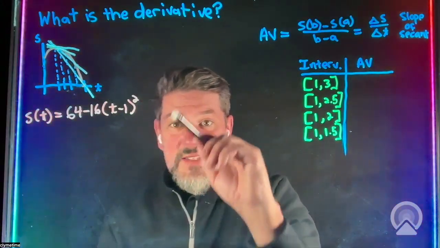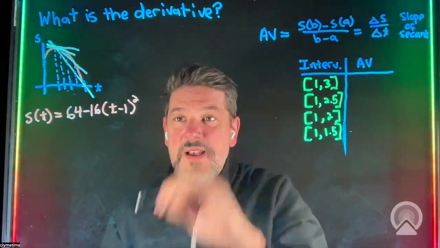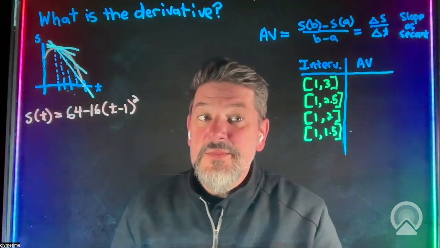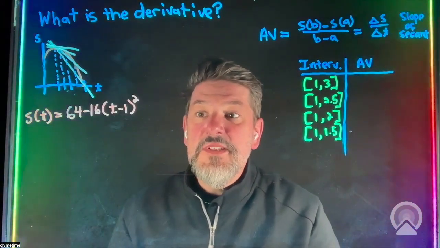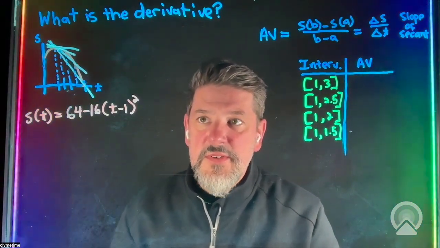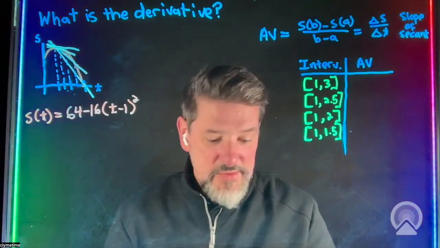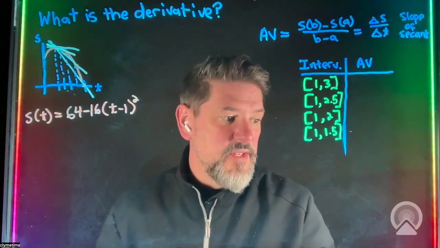And we know at 1 it hits the peak. It's right at the top. So we know the speed at 1 is actually going to be 0. So we'd expect these speeds to get closer and closer to 0. So let's see what the numbers come out to be. We learned how to do this in another video.